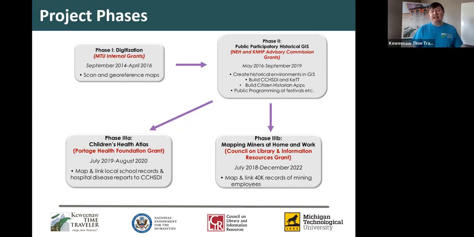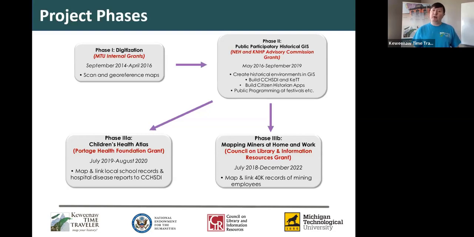In 2016, we received our first major funding from the National Endowment for the Humanities, as well as the Keweenaw National Historical Park Advisory Commission, to create recreations of historical environments in GIS, to build the Copper Country Historical Spatial Data Infrastructure and the Keweenaw Time Traveler, to build those citizen historian apps that I just mentioned, and to do some of the public programming to engage people with the project.